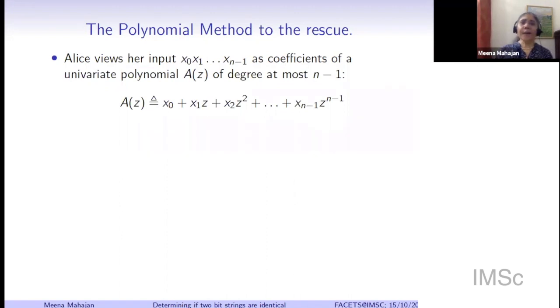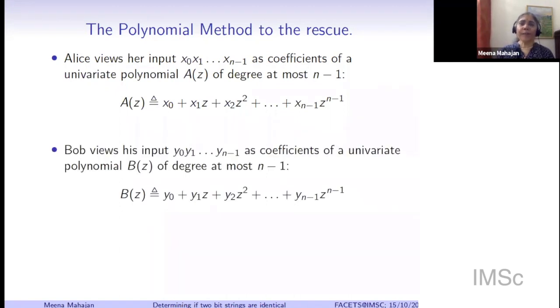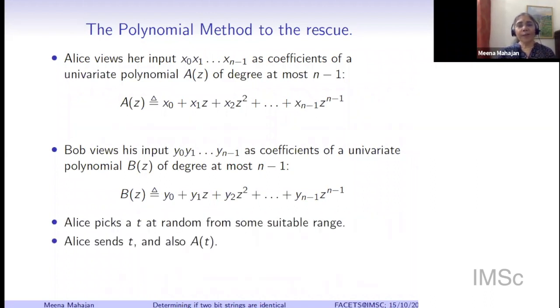So she thinks of her input as a polynomial. Bob thinks of his input as a polynomial. His polynomial, we call it b. And what they do is the following. Alice picks a t at random from some suitable range. So it doesn't have to be 0 or 1, some number, 10,000, 506, some such number.